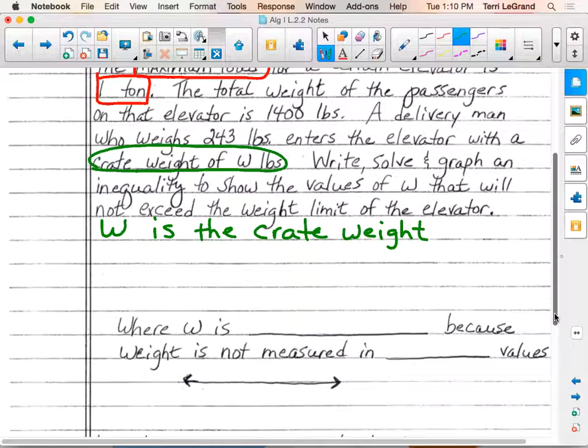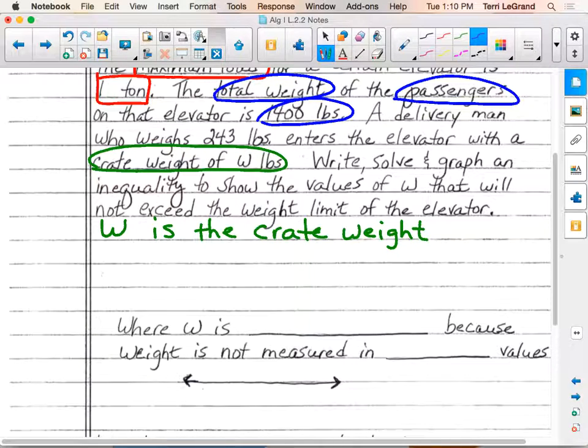Thank you. Okay, now, is there anything else that is important in this? Is there just a crate on the elevator? Corey? Passengers on the elevator. Okay, so the total weight of passengers is 1,400 pounds. That's kind of important to know. They're on the elevator. Okay, Parker? Plus the delivery man weighs 243 pounds. Oh, and then we got this delivery man who weighs 243 pounds, and he comes on the elevator also. Okay. Anything else?